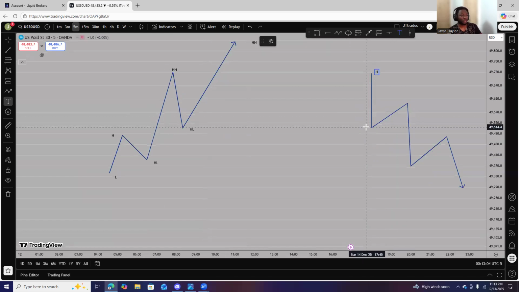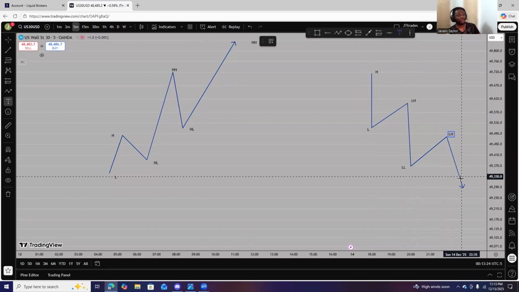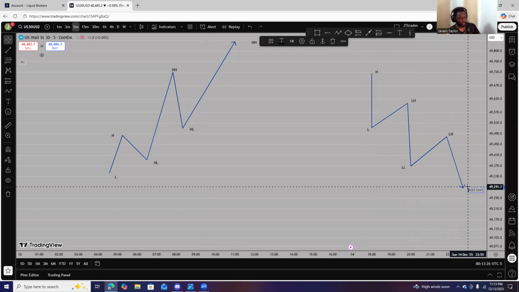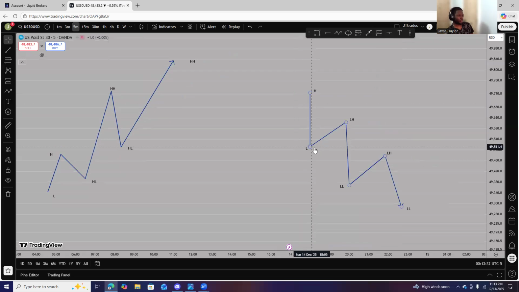Whenever we are going down, we go from high to low to lower high to our lower low. Then another lower high. So this is a downtrend.